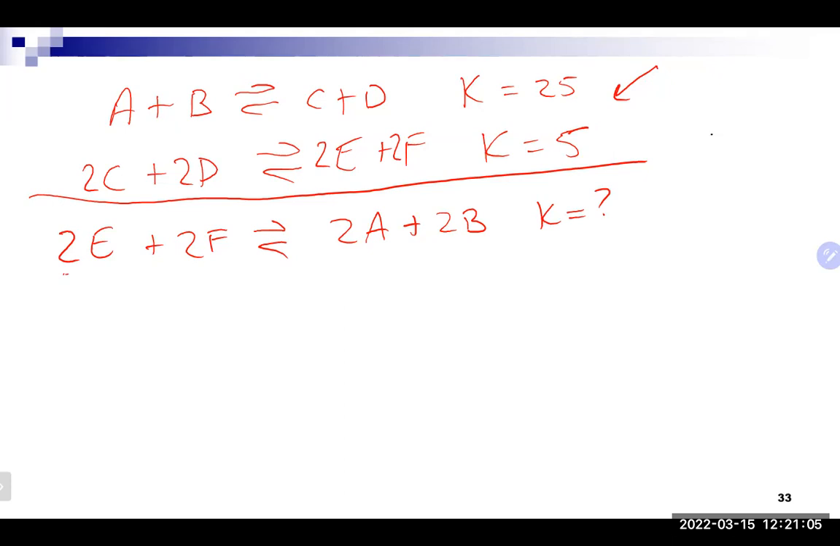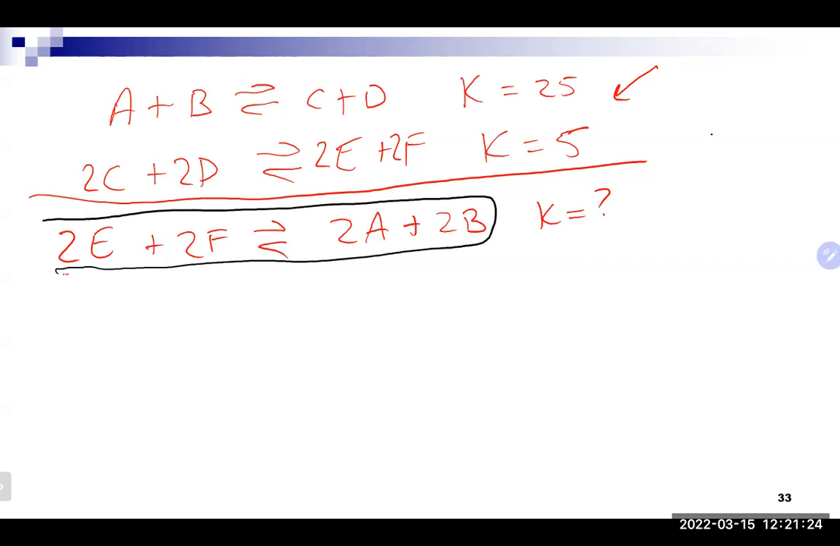All right, let's take a look and see how you're doing. In these cases, the best thing to do is get everybody on the correct side and make sure you have the right amount of everybody. For example, in the first one, I see A and B on the left, and in the final equation that we're going for, A and B are on the right-hand side. So clearly I need to reverse the top reaction.